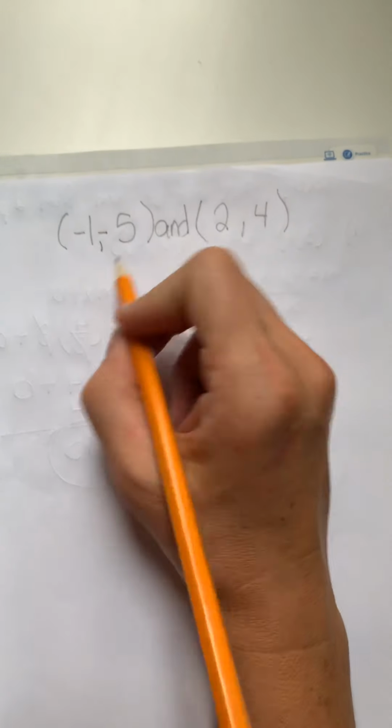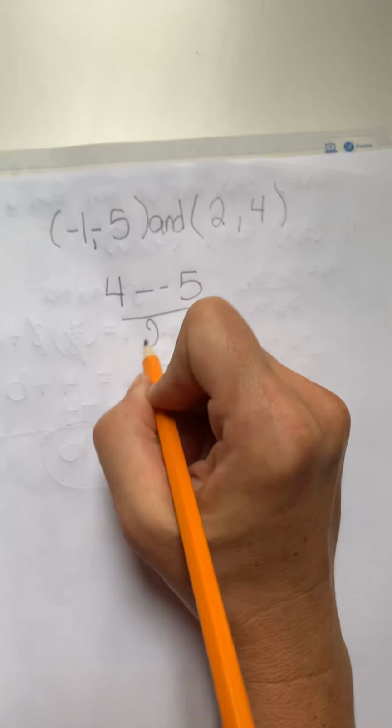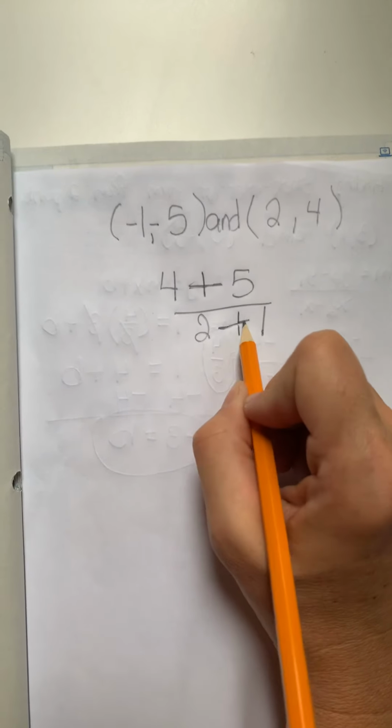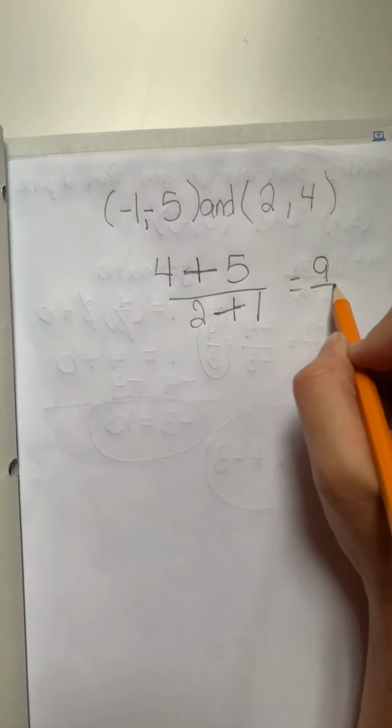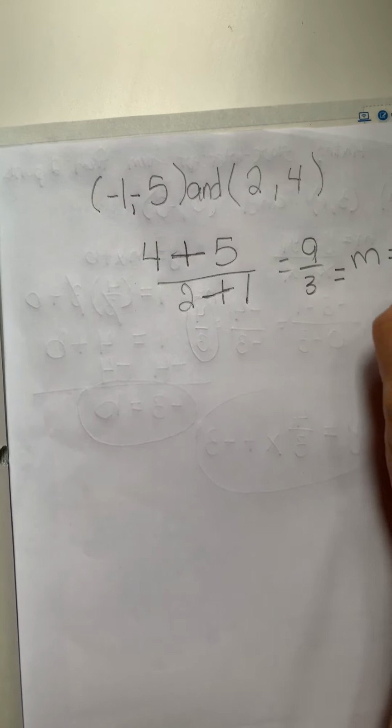So first thing I'm going to do is 4 minus -5 over 2 minus -1. So these both become plus, and I get 9 over 3, which gives me m equals 3.